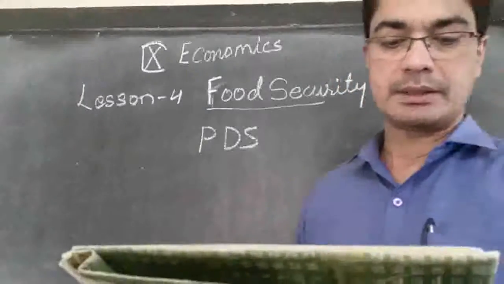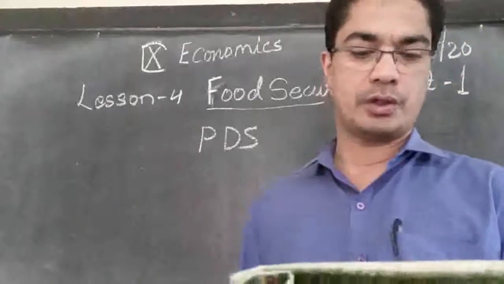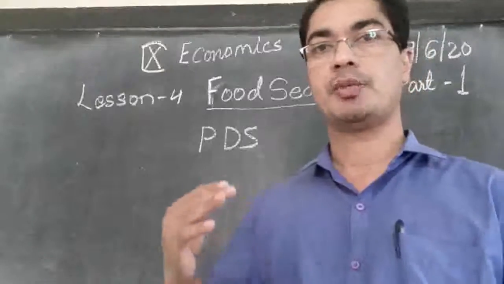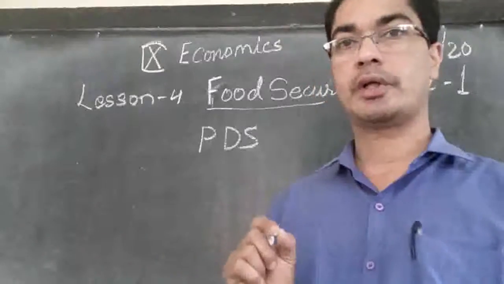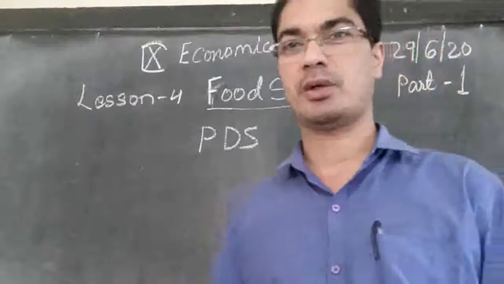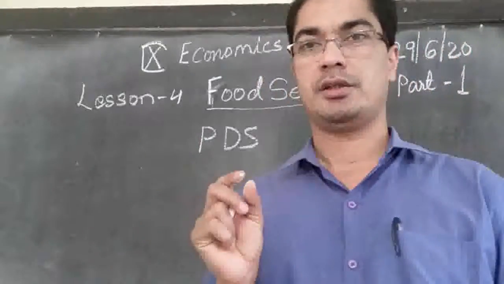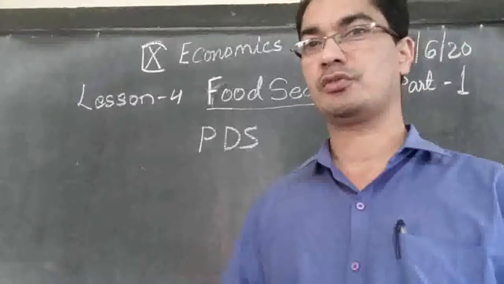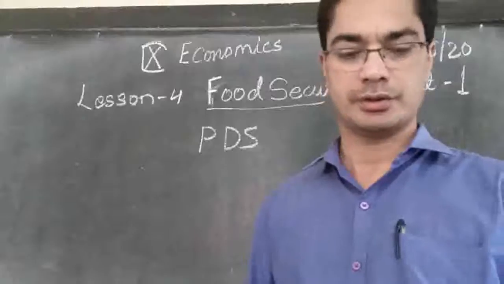Then all persons have the capacity to buy food of acceptable quality. All the people should be able to buy food which is of good quality, not just spoiled food that somebody rejected and is collecting and bringing. They should be able to buy good food that is good for eating and not waste food.